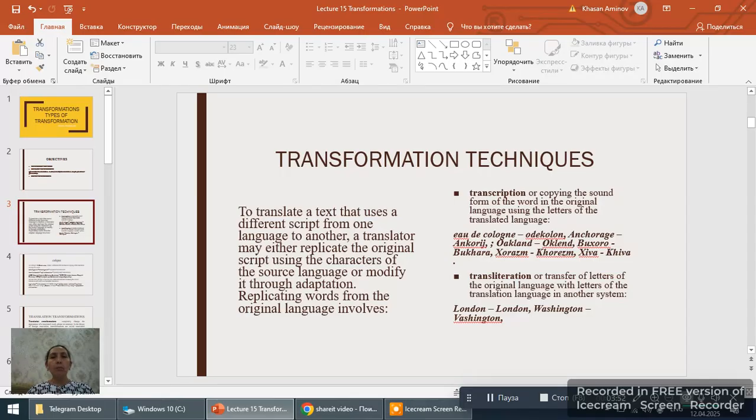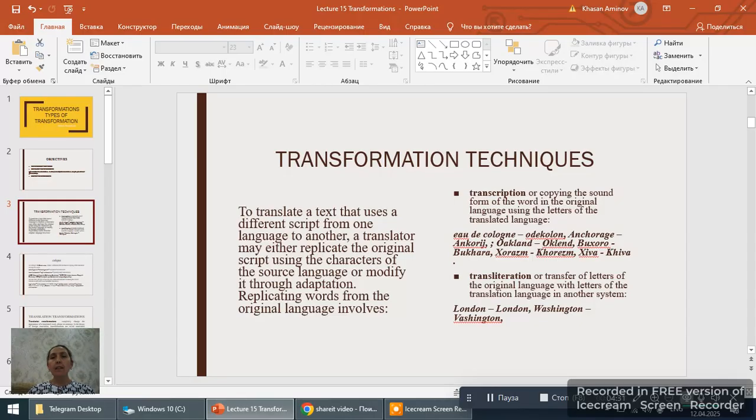If you look at examples from the Uzbek language, the names of cities in Uzbekistan, in Uzbek it is Bukhara, which can be translated as Bukhara in English. Khorazm can be translated as Khorazm. Khiva as Khiva. So we can see the double letter. The double letter is a letter combination, such as K and H. So this is one example of the transcription technique.